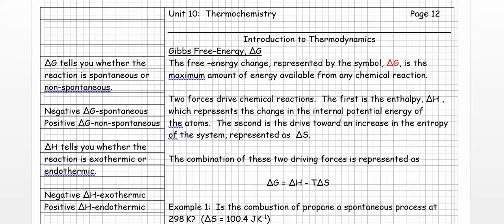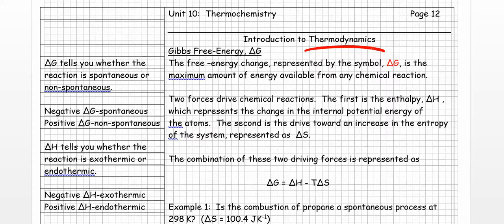All right, I do want to welcome you back to Unit 10. This is thermochemistry, and I thought a good way to end this unit would be with a general discussion of something called thermodynamics. Thermodynamics, what do we mean by that? Well, in chemical terms, what we mean by thermodynamics is whether a reaction is spontaneous or not. So we're going to be looking closely at something called the Gibbs free energy, or the delta G.